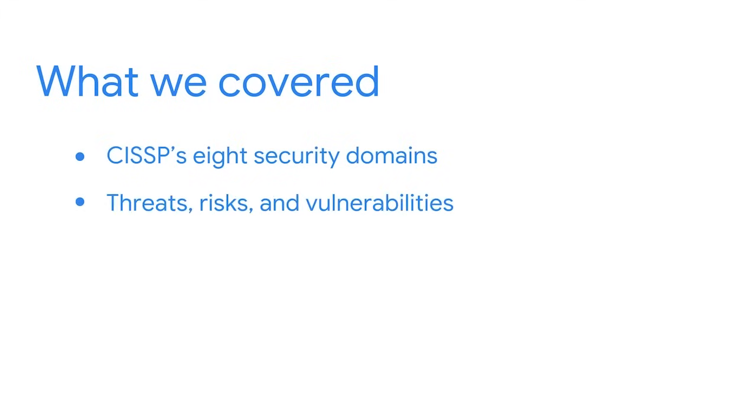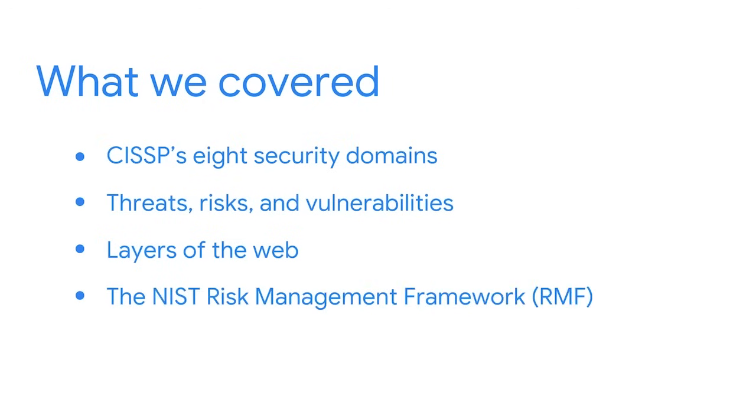You've now completed the first section of this course. Let's review what we've discussed so far. We started out by exploring the focus of CISSP's 8 security domains. Then, we discussed threats, risks, and vulnerabilities, and how they can impact organizations. This included a close examination of ransomware and an introduction to the 3 layers of the web. Finally, we focused on 7 steps of the NIST Risk Management Framework, also called the RMF.